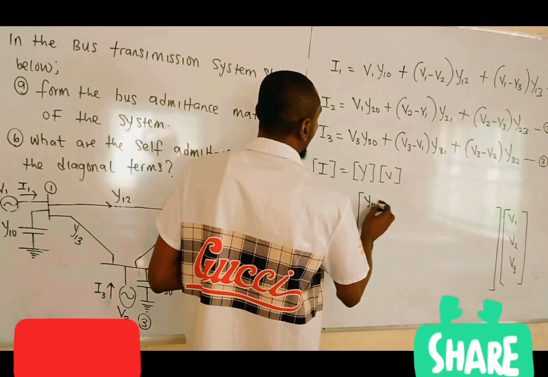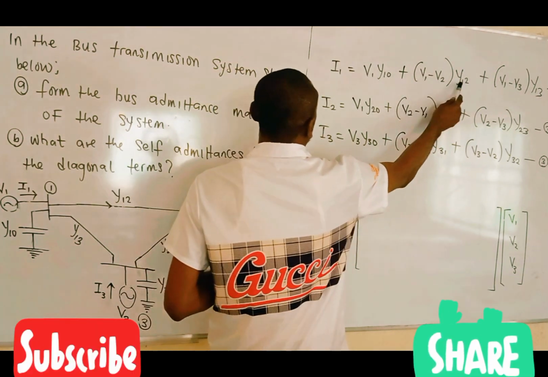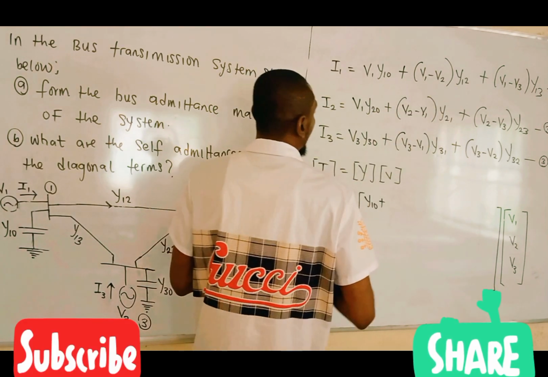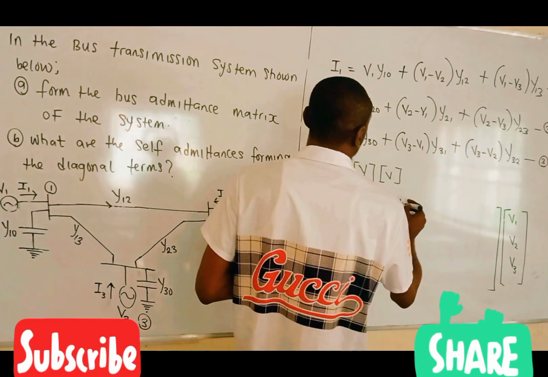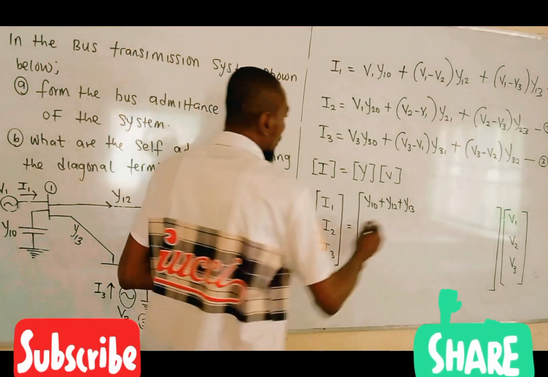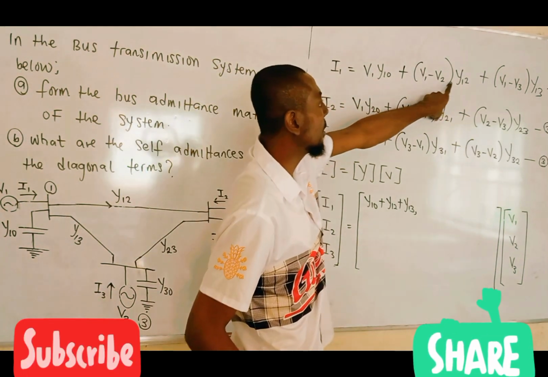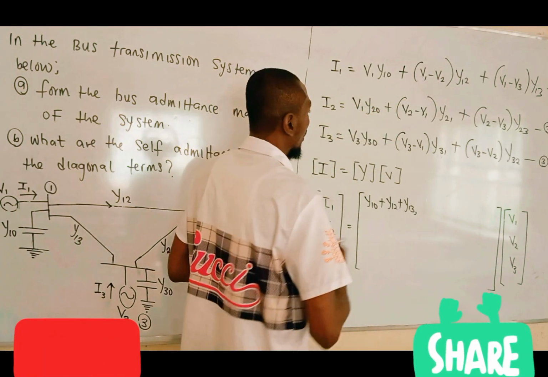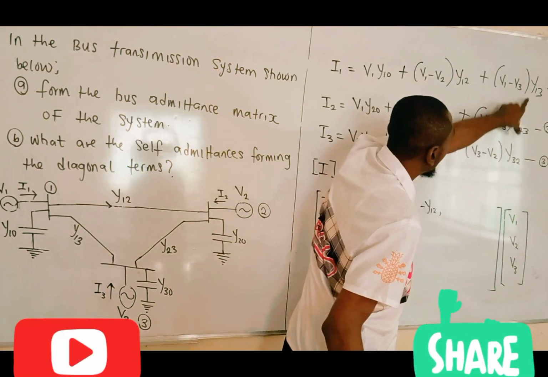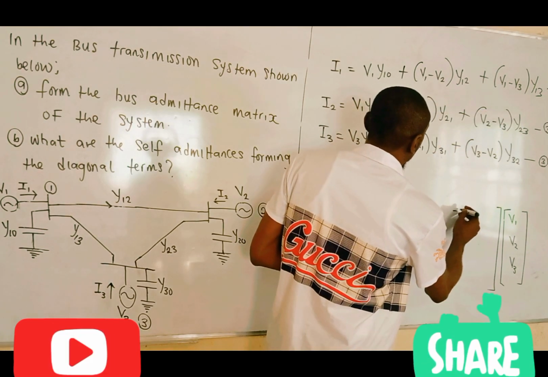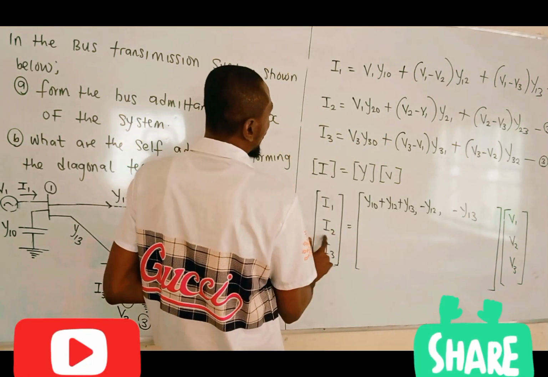Then the next admittance coefficient of V1 is Y12, and the other is Y13. We are done with V1. Then V2 in the first equation: the admittance coefficient of V2 is negative Y12. Then the admittance coefficient of V3 is negative Y13.